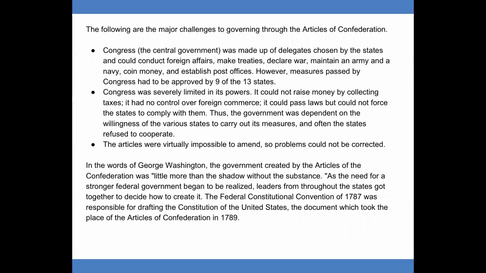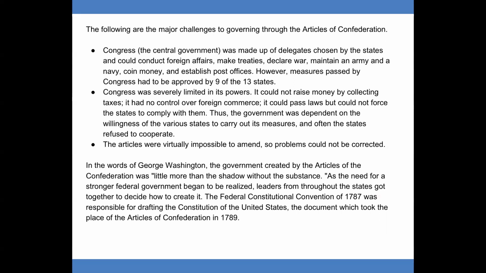Congress, the central government, was made up of delegates chosen by the states and would conduct foreign affairs, make treaties, declare war, maintain an army and a navy, coin money, and establish post offices. However, measures passed by Congress had to be approved by 9 of the 13 states. Congress was severely limited in its powers. It could not raise money by collecting taxes. It had no control over foreign commerce. It could pass laws but could not force the states to comply with them.